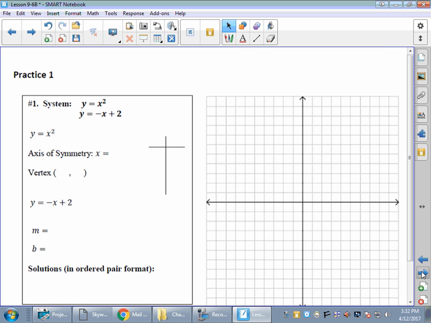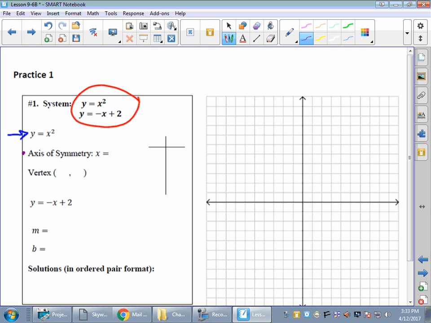So my first practice problem, notice here's my system. I've got y equals x squared, and I've got y equals negative x plus 2. I'm going to put both of those graphs on the same coordinate plane. I'm willing to bet you can tell me just by looking at y equals x squared what kind of graph it is. Its highest exponent is 2. When we graph it, that's a quadratic or it's going to be a parabola.